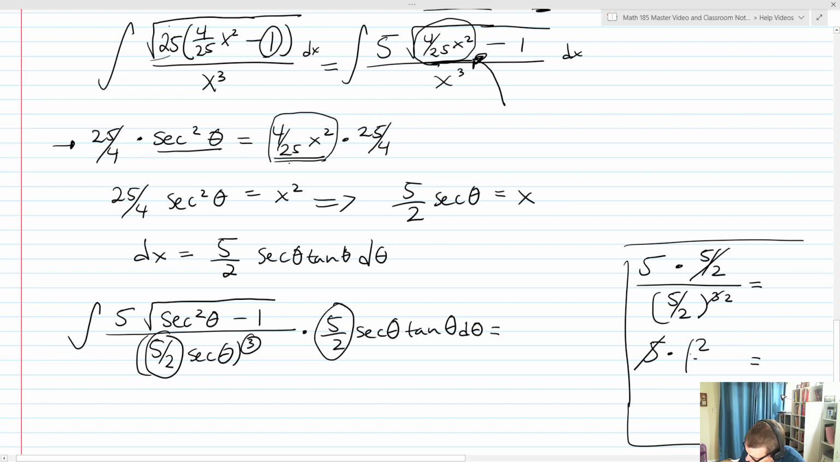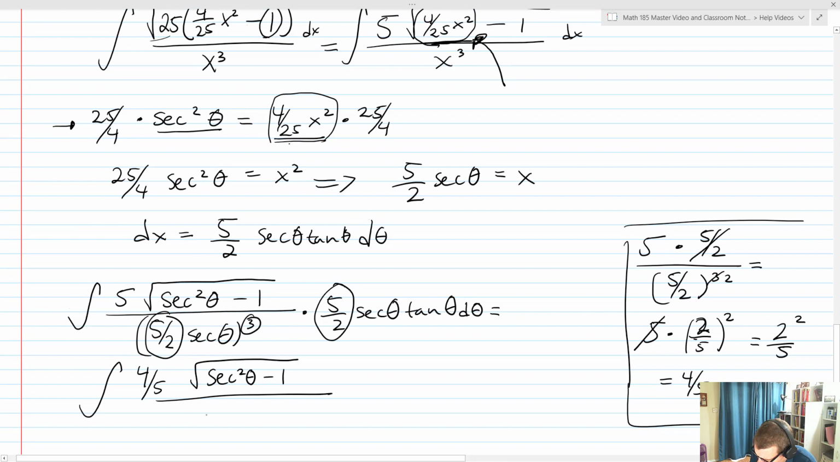So let me do this fully. 2/5 squared, right? We're just going to bring it up to the top and take the reciprocal. And so I end up with 2 squared over 5, which equals 4 over 5. That's handy to know. And so now I have the integral of 4/5, and this will be then the square root of secant squared theta minus 1 divided by secant cubed theta times secant theta tan theta d theta.